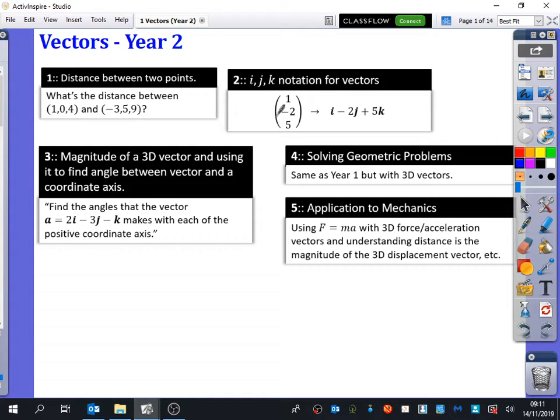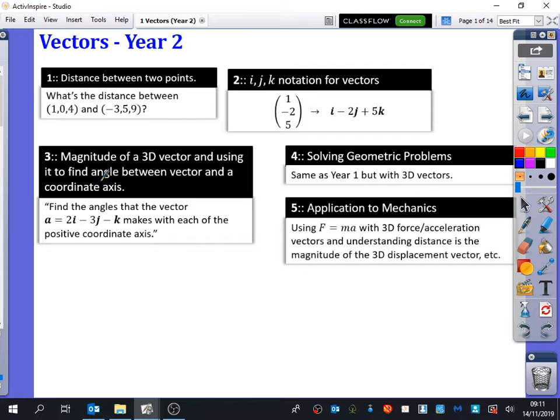You can see here, normally when we talked about vectors, we would only see 2 numbers and we would just have i and j. We're now going to have a third vector column, a third row in the vectors, which will refer to k, which is just because we're now talking about vectors in 3 dimensions. We're also going to be looking at the magnitude of a 3D vector and finding angles between vectors and the axes. We won't be finding angles between 2 vectors.